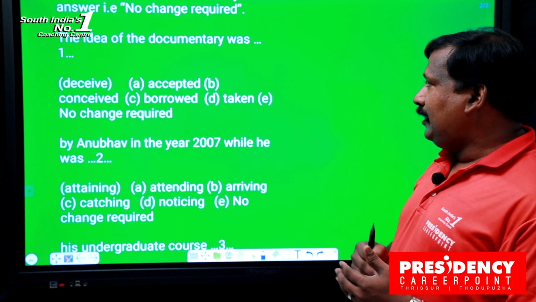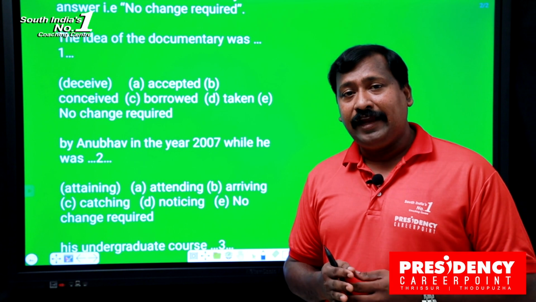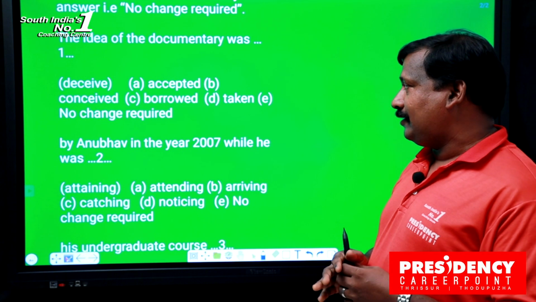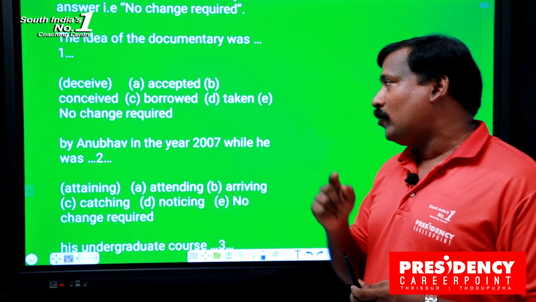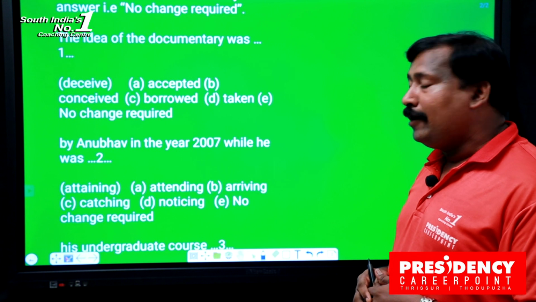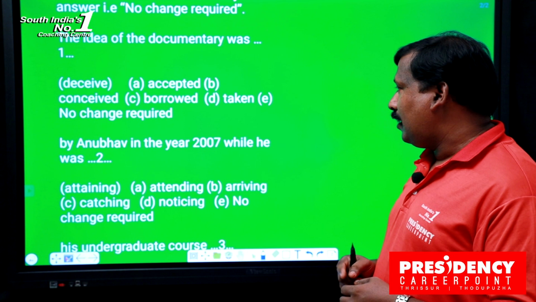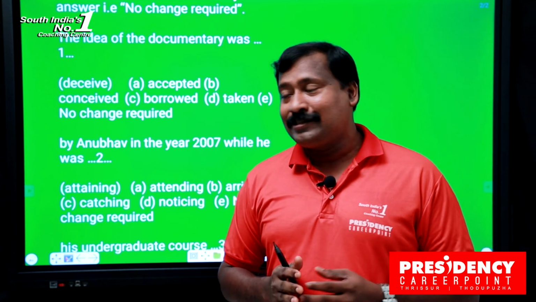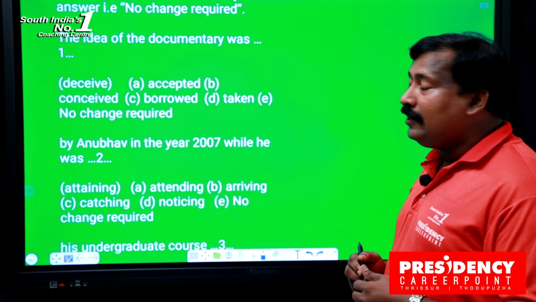When we take accepted, the idea of the documentary was accepted by Anubhav. We do not have any link for this word to be selected as accepted, and only because we do not have a link for this one, I eliminate 2 more options for you. They are option A and C, accepted and borrowed respectively. Now, we have 2 more options, conceived and taken. Most of you would have come to this category. Your answers would be either option B or option D.